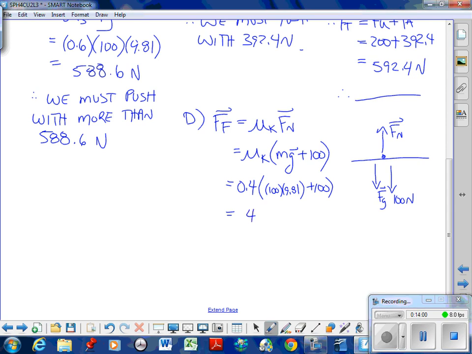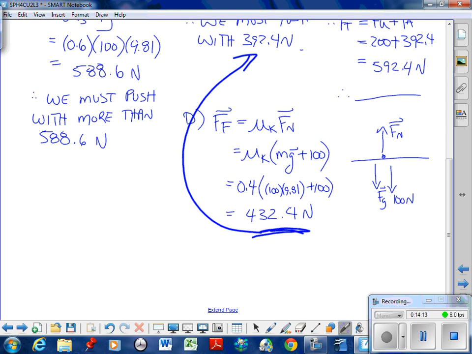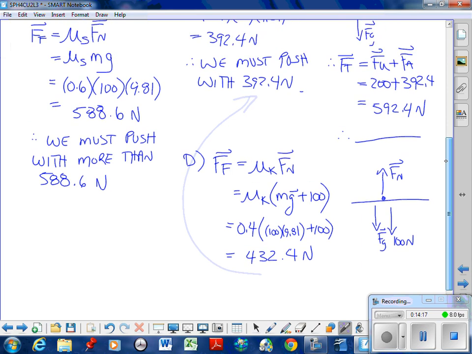becomes 432.4 newtons. So if you compare that value to the one above, it is requiring more. You end up with more frictional force because you have someone sitting on top.